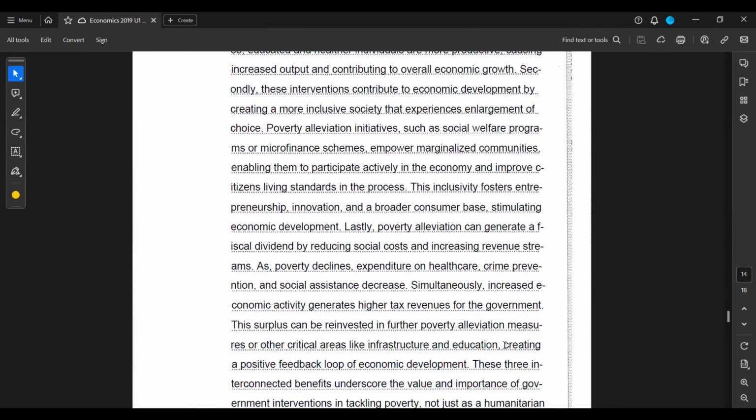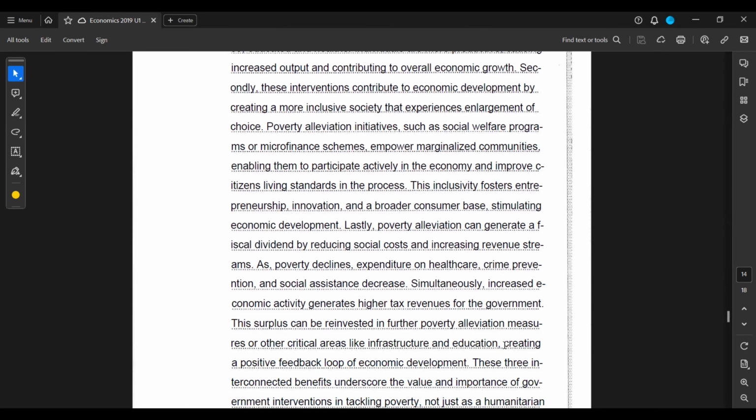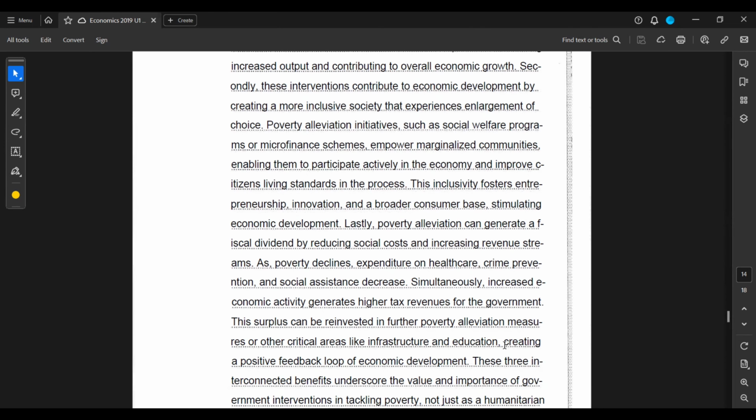Lastly, poverty alleviation can generate a fiscal dividend by reducing social costs and increasing revenue streams. As poverty declines, expenditure on healthcare, crime prevention, and social assistance decreases. Simultaneously, increased economic activity generates higher tax revenues for the government. This surplus can be reinvested in further poverty alleviation measures and other critical areas like infrastructure and education, creating a positive feedback loop of economic development.